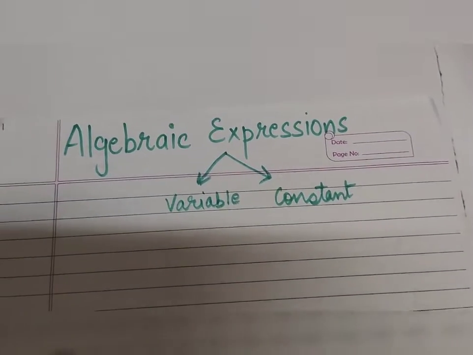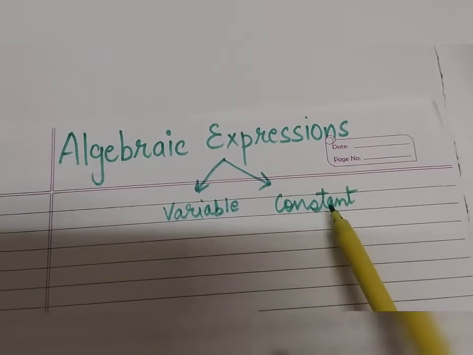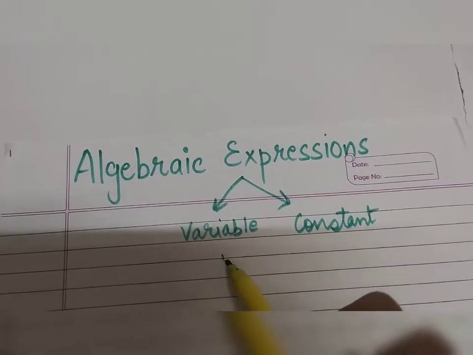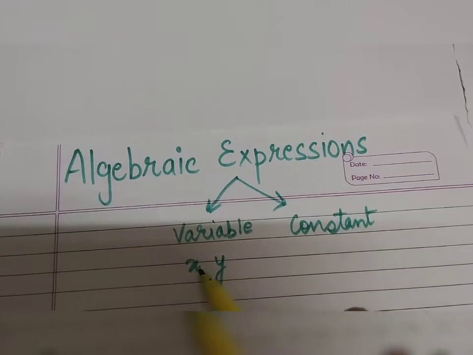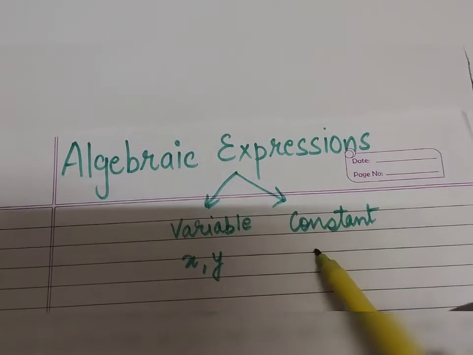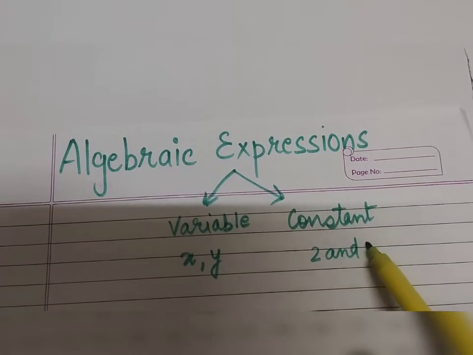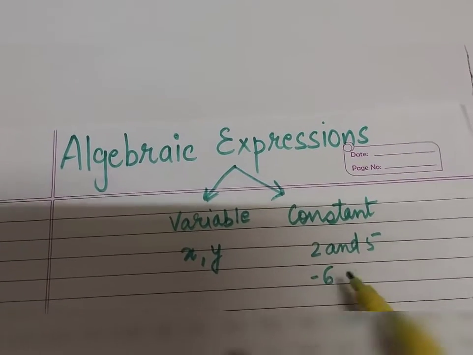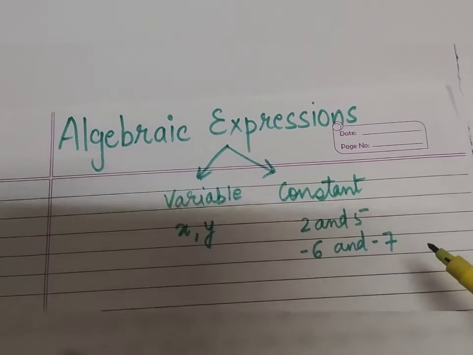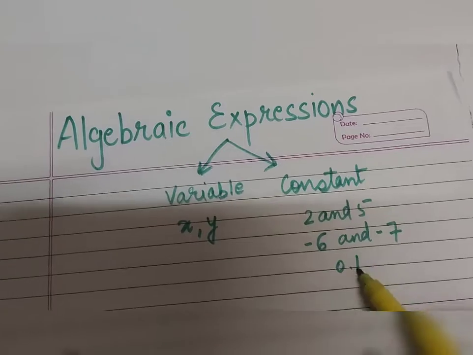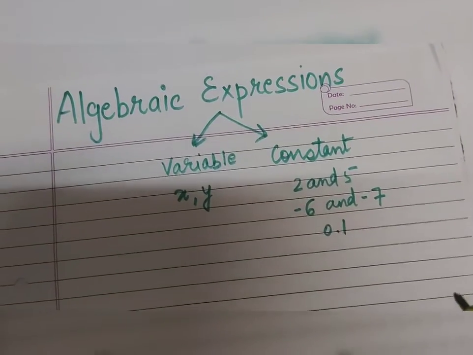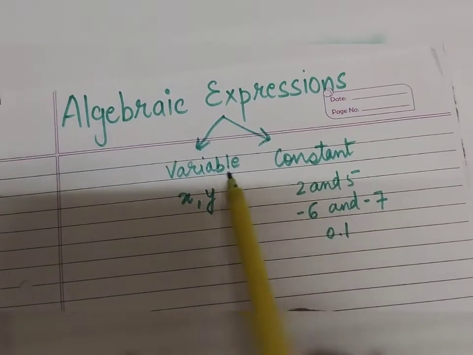An expression is formed by two kinds of terms, that is variable and constant. Variable means the thing which can vary. We can call it by any alphabet like x and y. The constant will be our numbers like 2, 5. It can be minus 7 also, and it can be a decimal also. So these are all constants, and the algebraic expression is made up of these two things, variable and constant.